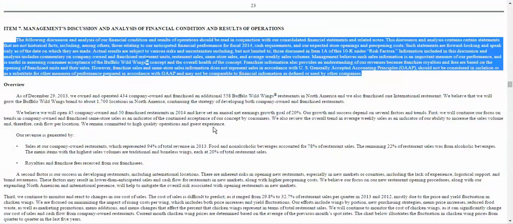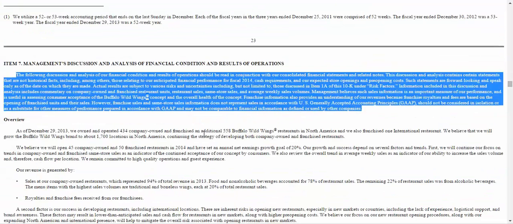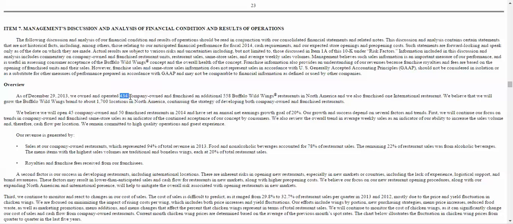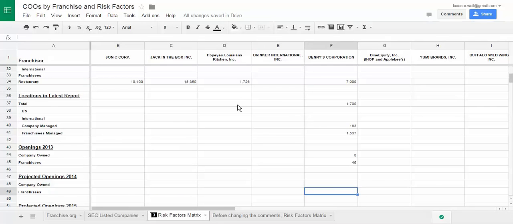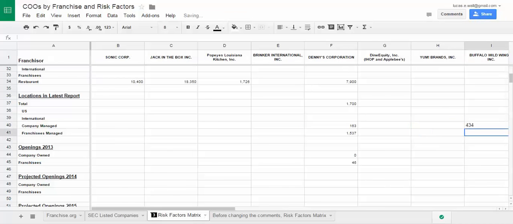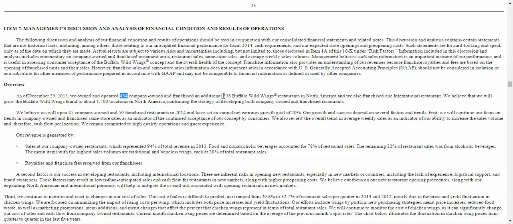Now in the case of Buffalo Wild Wings, it is in a different section. So you'll have to be looking up those different locations in each 10K. Here they have the total of restaurants that are company owned, 434. Buffalo, where's Buffalo? Here, Buffalo Wings, 434. And then they show franchised an additional 558, right?